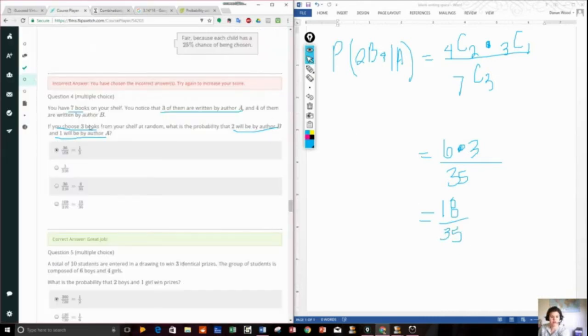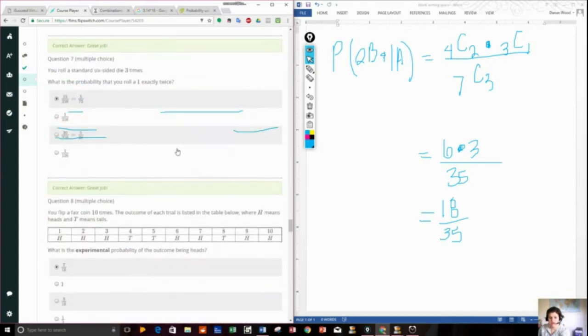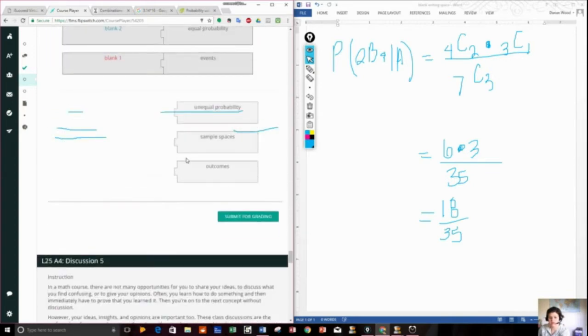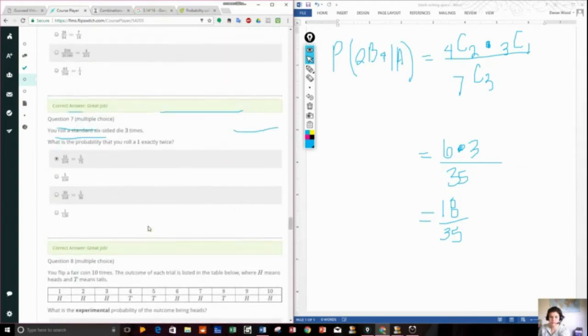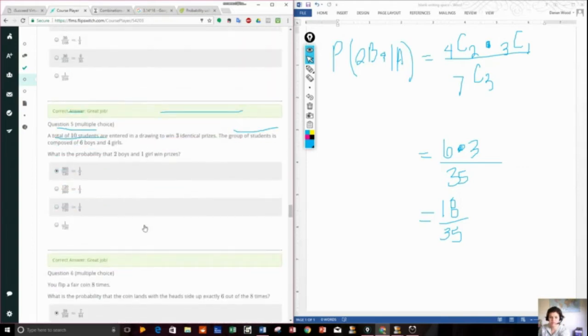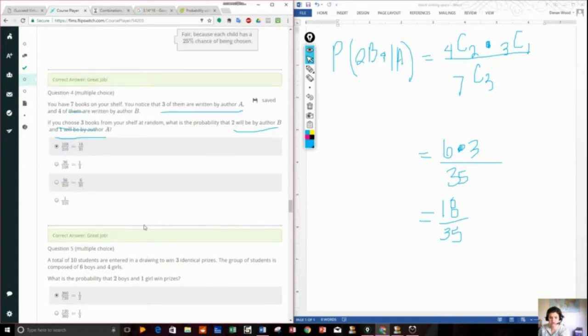Okay, so now I'm going to go to the course player, and I am looking for 18 divided by 35, which is right there. So my answer is just already in simplest form. Let's make sure. Great job.